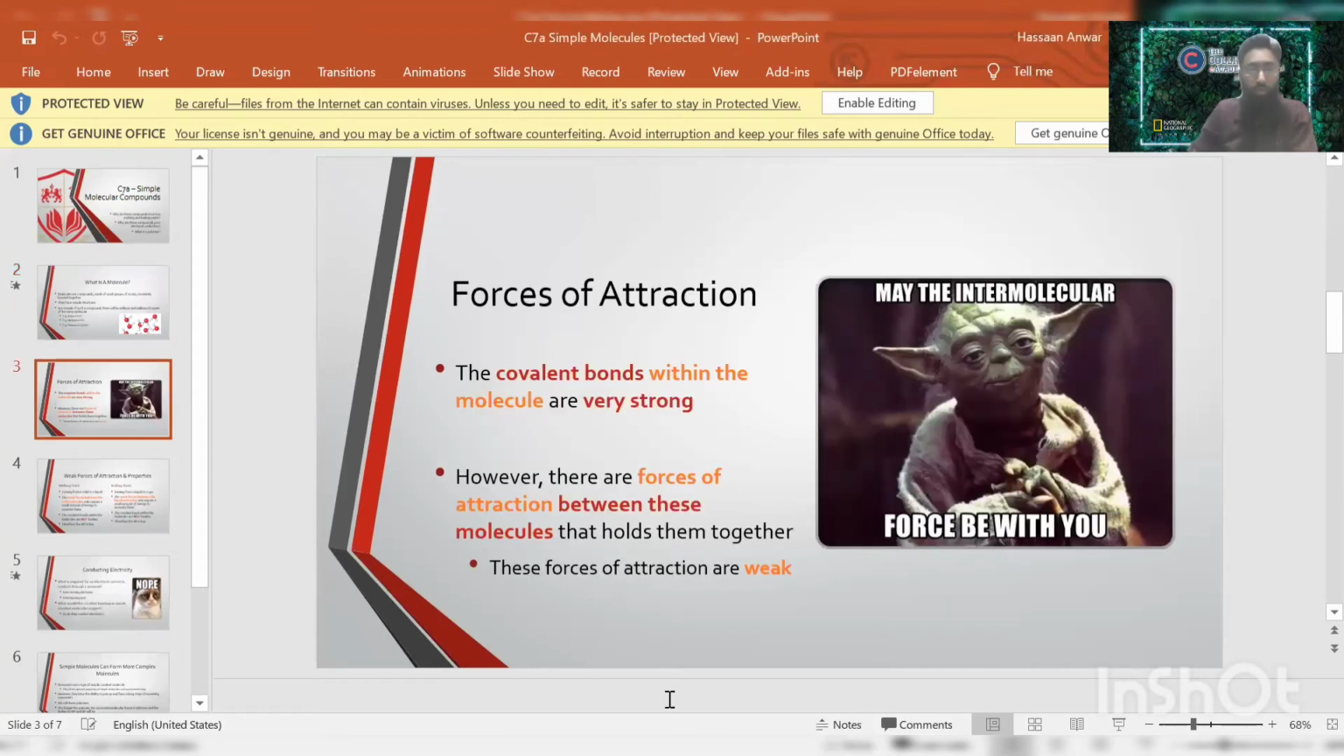Then a very important topic is about forces of attraction. The covalent bonds within the molecule are very strong. There are two types of forces of attraction which we have to discuss in this slide.